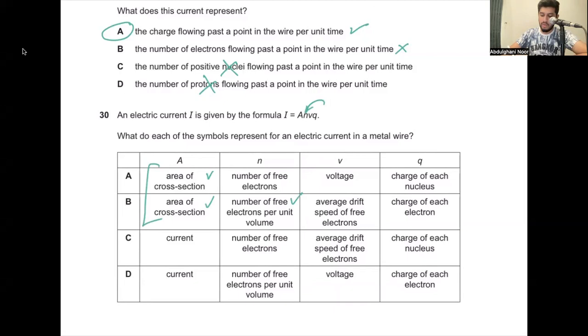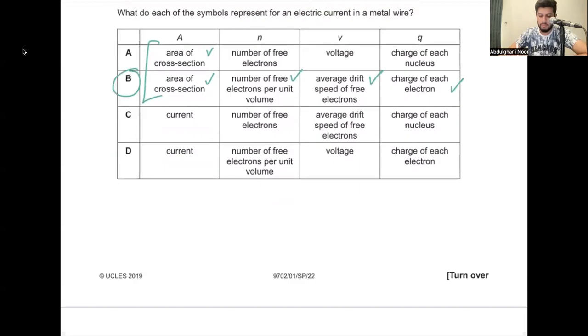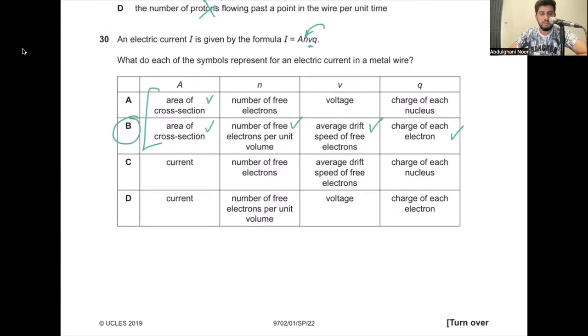What is V? V is the average drift speed. What is Q? Q is the charge of each electron. So B is the answer. So the answer to 30 is B.